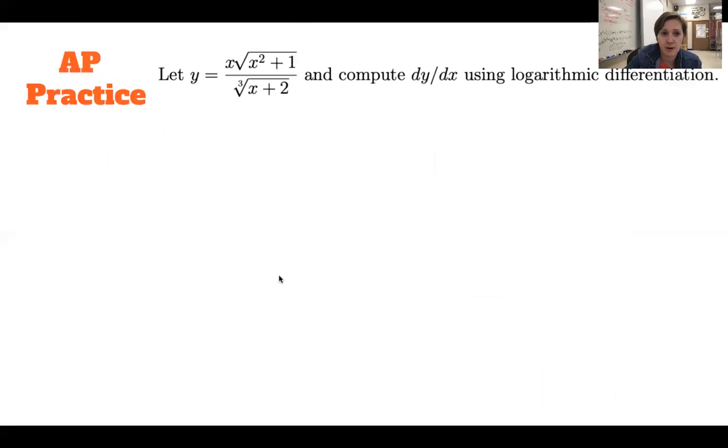So here's going to be our next AP problem. Let y equal x square root of x squared plus 1 over the cubed root of x plus 2. And let's find dy/dx using logarithmic differentiation. I would pause the video here, try the problem, and then come back for the answer.